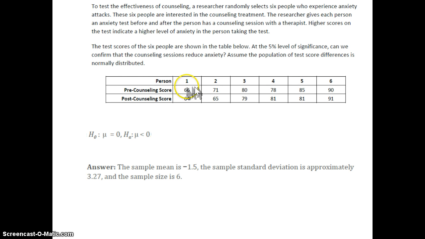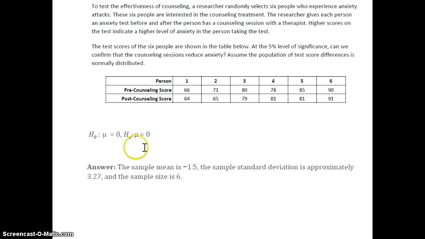64 minus 66, the difference, -2. Then in our TI, we're going to put in -6, 65 minus 71. Then we put in 79 minus 80, -1. Then 81 minus 78, which is +3. 81 minus 85, we put -4 in our list. And finally, 91 minus 90, we put 1 in the list. We go to one-variable stats, and the sample mean is -1.5. The sample standard deviation is 3.27.